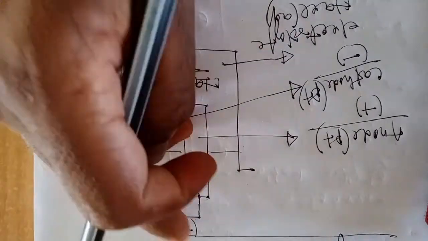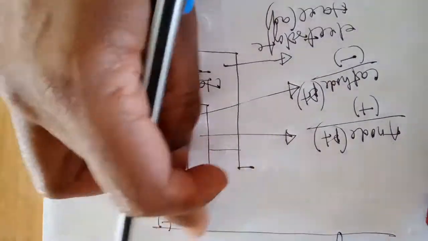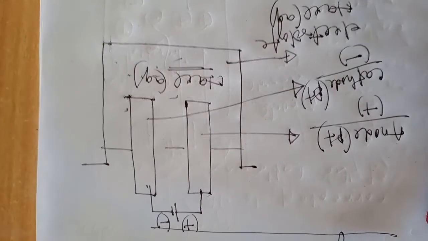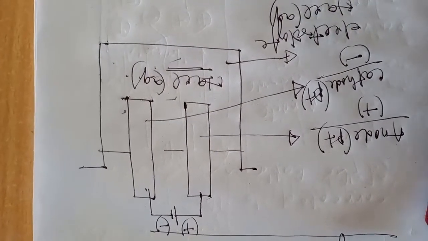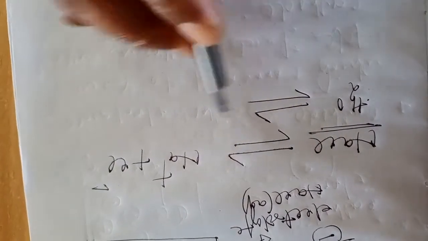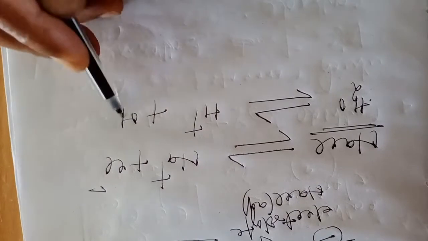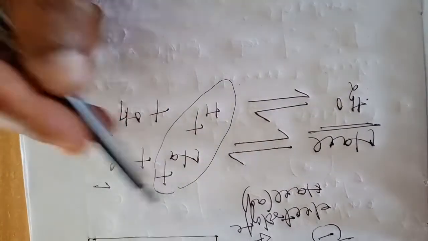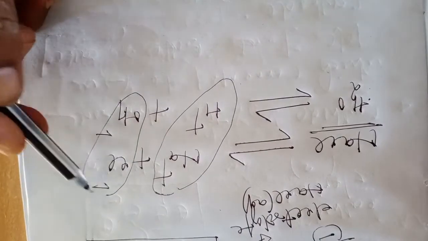So current will pass during the process of electrolysis. What will happen after passing of the electric current? NaCl is the electrolyte here. So NaCl dissociates into Na plus and Cl minus, and this is an aqueous solution, so it also contains water. The water also dissociates into H plus and OH minus. So there are two positive ions and two negative ions.